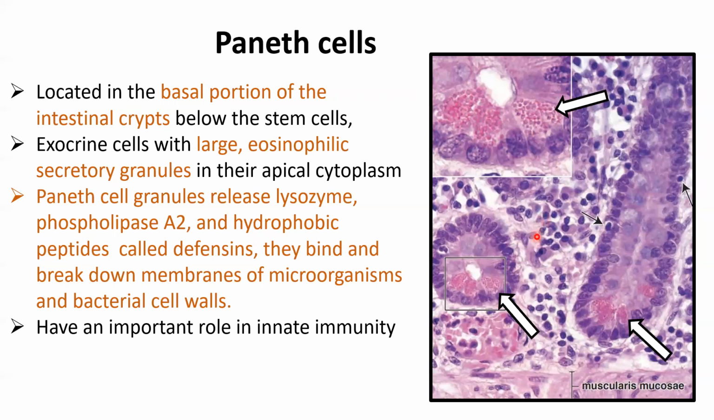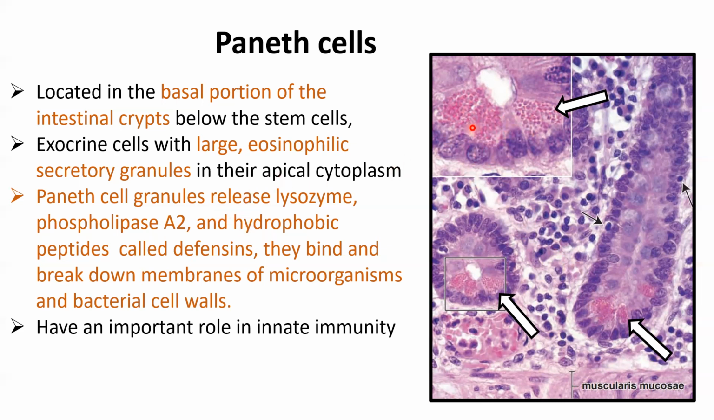The third type of cells are called the Paneth cells. This is actually very important. They are located in the basal portion of the intestinal crypts, below the stem cells. Earlier, I told you the intestine makes those villi, but it also goes deep inside the lamina propria, making those glands or crypts. So at the base of those crypts, you find those Paneth cells. If this is a crypt here, and this is the base, the bottom, you can see those Paneth cells. These are exocrine cells with large eosinophilic secretory granules. These red granules, eosinophilic means red, because eosin is the red color.